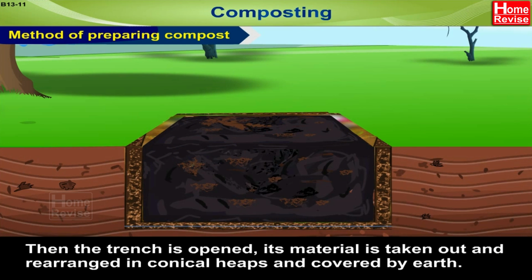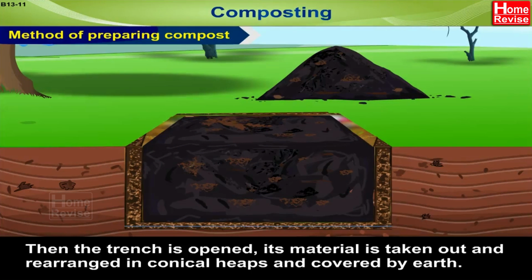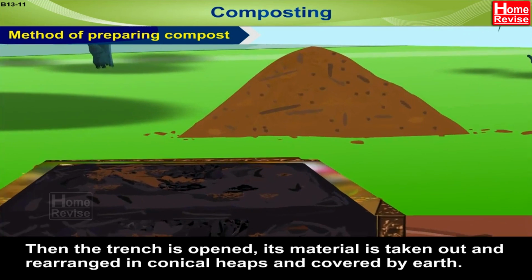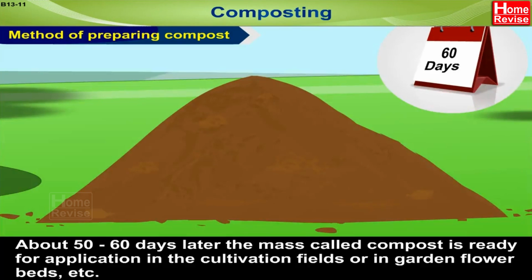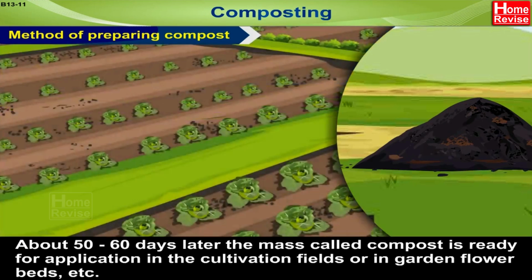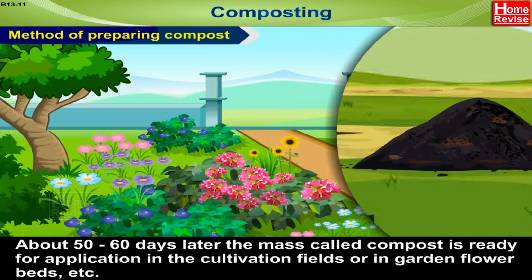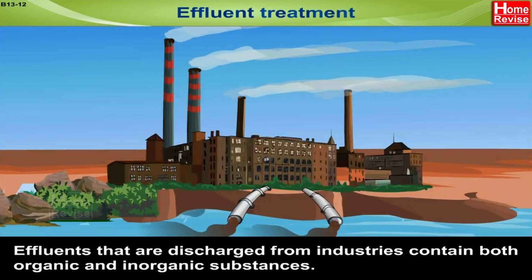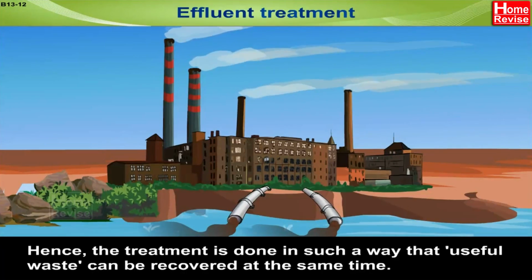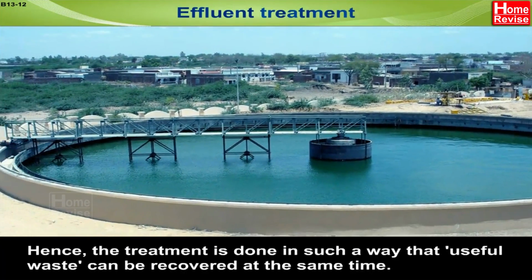Then the trench is opened, its material is taken out and rearranged in conical heaps and covered by earth. About 50 to 60 days later, the mass called compost is ready for application in the cultivation fields or in garden flower beds, etc. Effluent treatment. Effluents that are discharged from industries contain both organic and inorganic substances. Hence, the treatment is done in such a way that useful waste can be recovered at the same time.